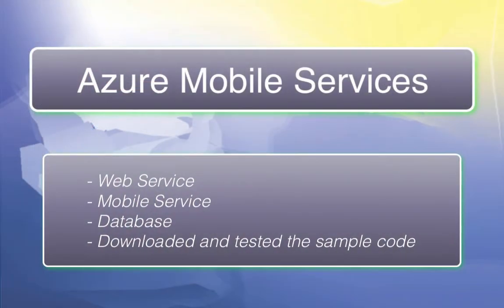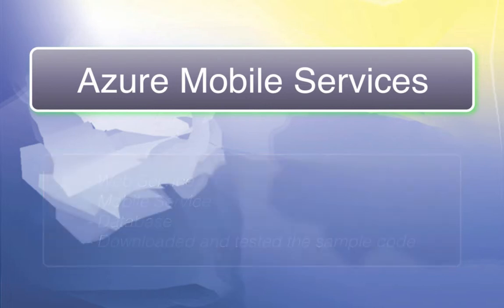So in essence, what we have now is we've been able to create the web service, the mobile service, we've been able to create the database, and we downloaded the code. So we've used the mobile service wizards to create our REST APIs, download the sample code, and have our local server communicating and writing our data to our new service.